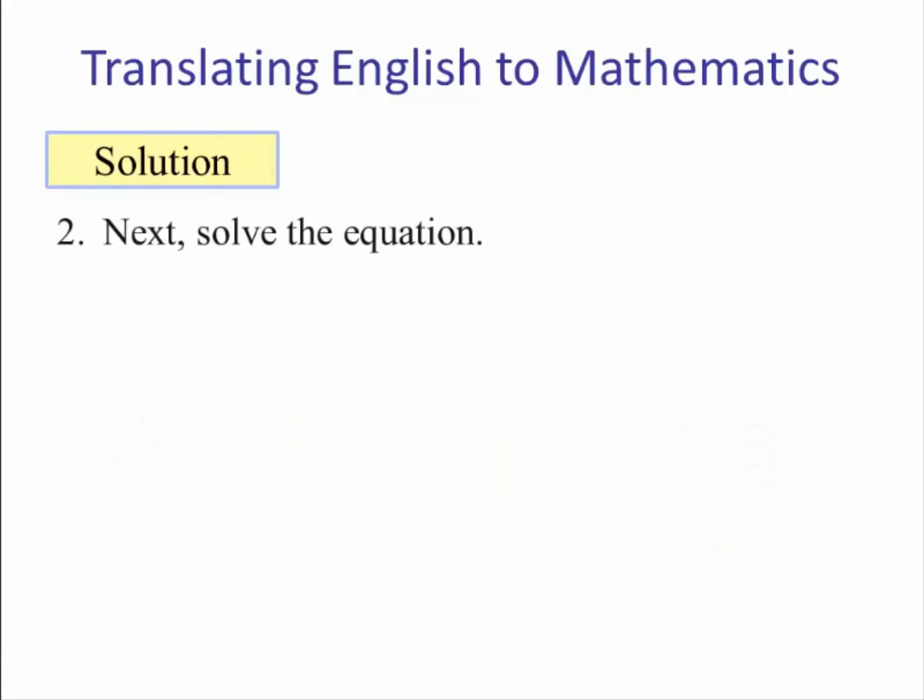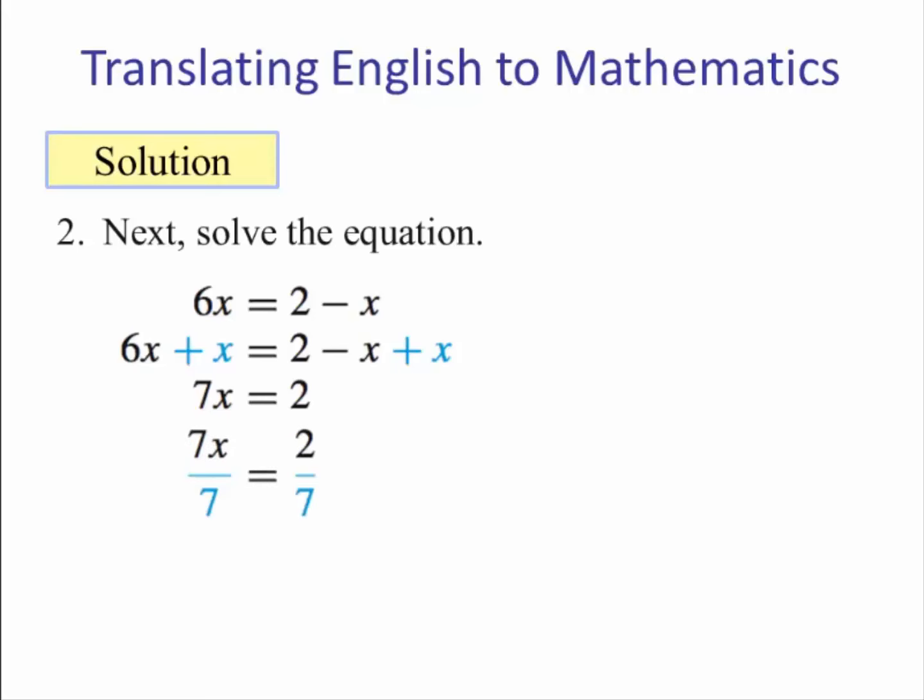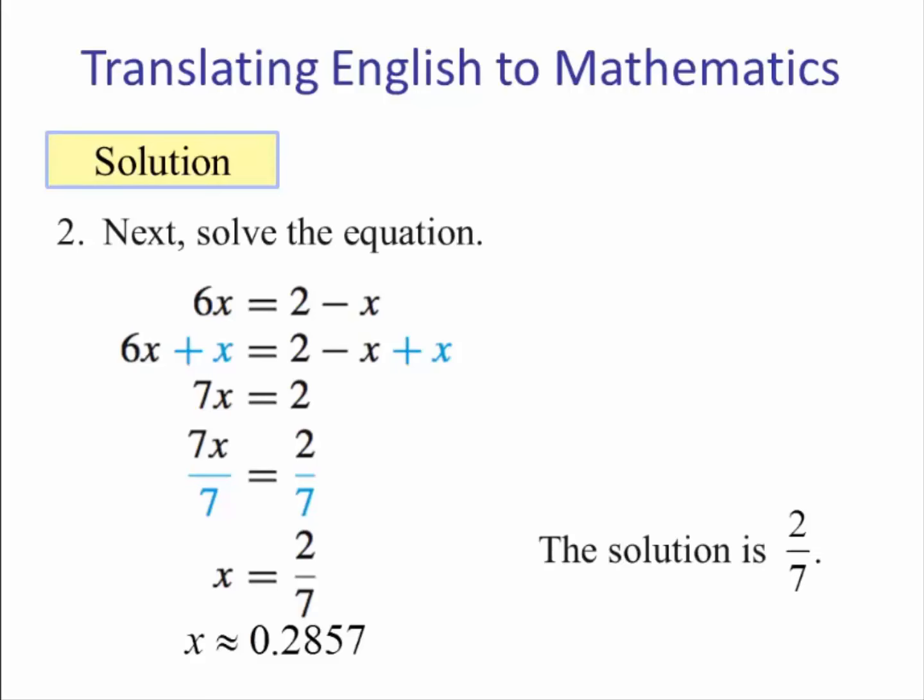So next we solve the equation. We have 6x equals 2 minus x. We have x's on both sides, so I'm going to add x to both sides. It will cancel out here. Combine like terms and we get 7x equals 2. Divide by 7 and we get x is 2/7. That means x is approximately equal to 0.2857, so around about 0.29.